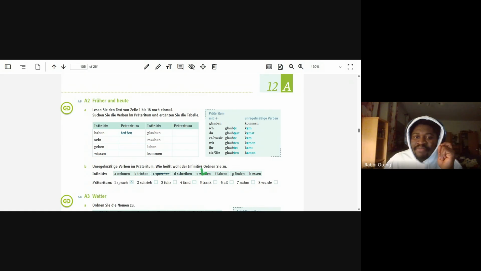Then werden. To become is werden, then became is wurde. It takes the umlaut in the conjunctive form. So to form the conjunctive of these verbs, the rule says that if the Präteritum contains a, o, or u, you add an umlaut. Then you add e to it.